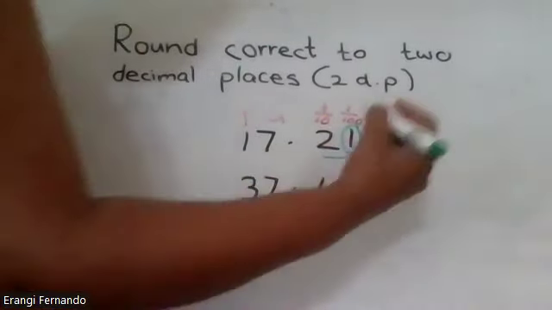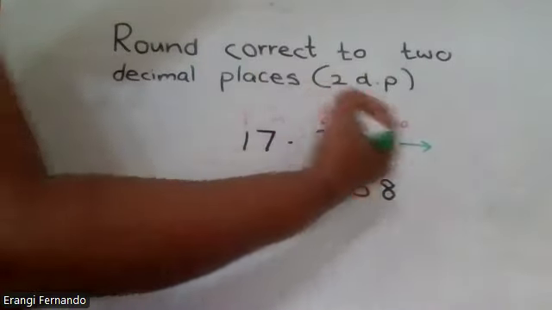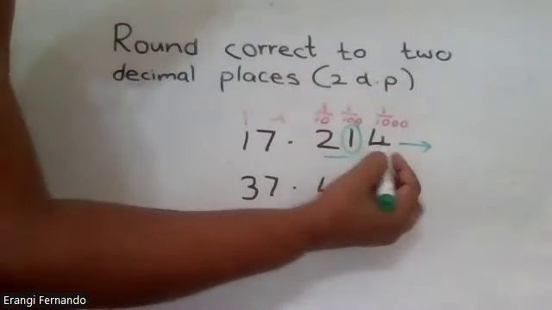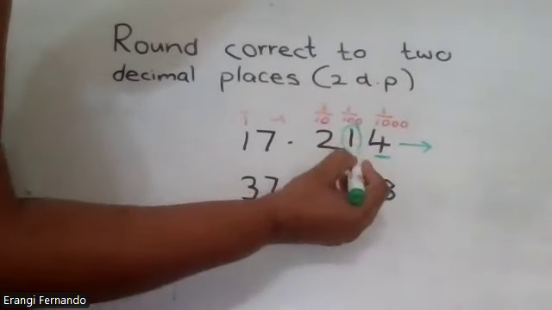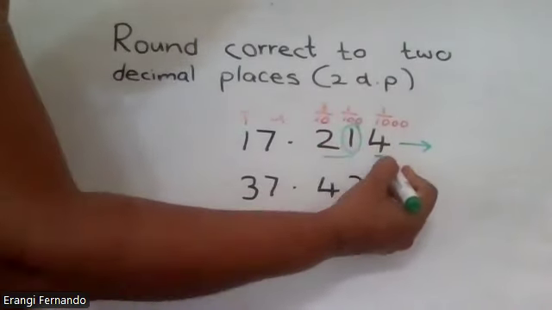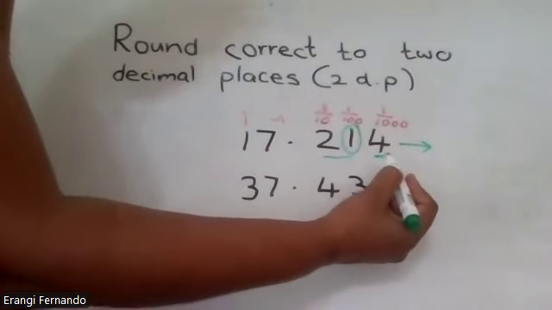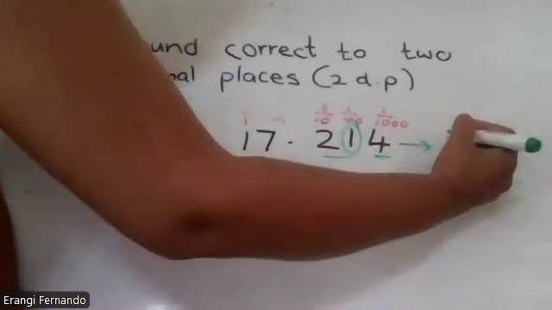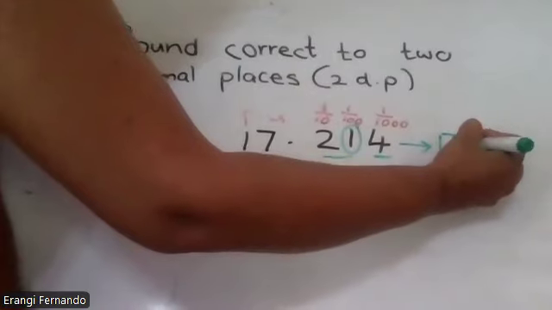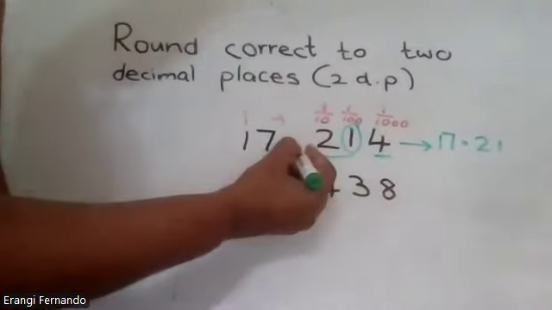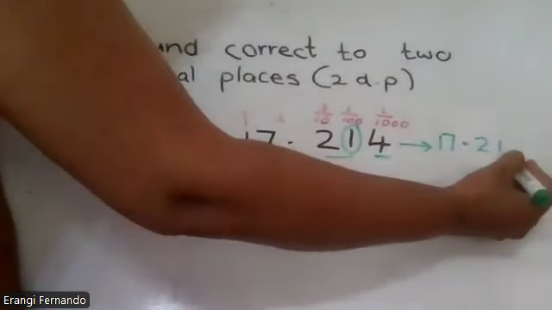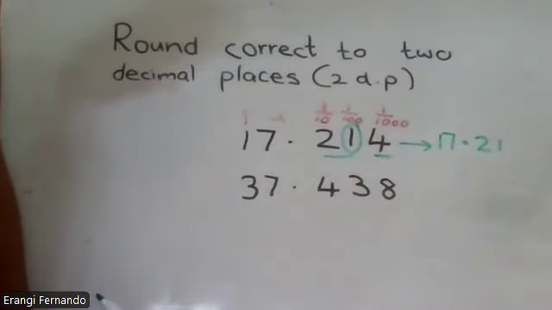17.214. When you round off to two decimal places, we consider the second decimal place 1 and the next-door value 4. It's less than 5. So when you round off, it's 17.21. After the decimal point, there should be only two numbers.